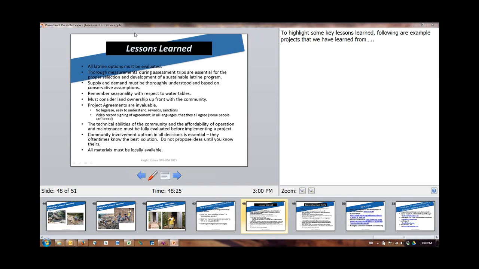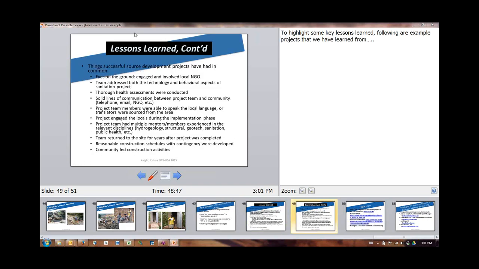Community involvement. We talked about that. Get them involved from the very beginning, not just with cash, but even the assessment. Let them do anything they can do. Don't be thinking, oh, we'll get it done quick if we can just get this through. Think about training the community. Think about involving them from the very first time you step into the community. All materials must be local. You can't bring anything from the U.S.